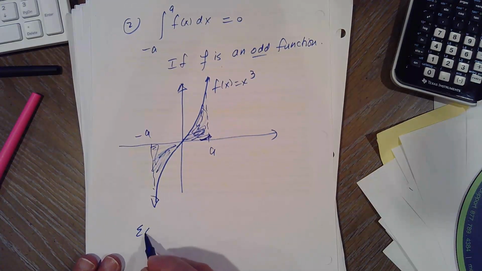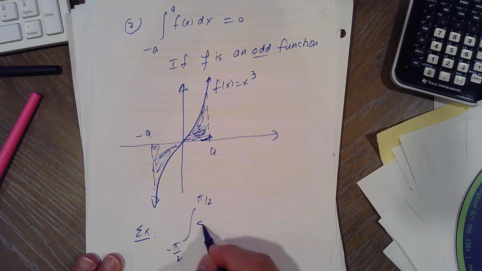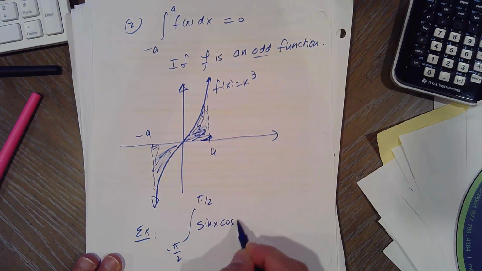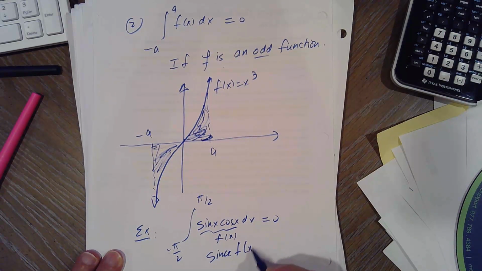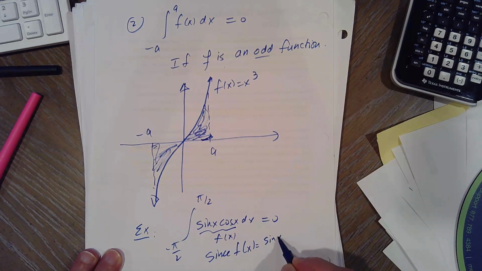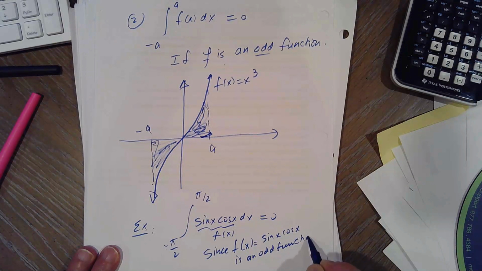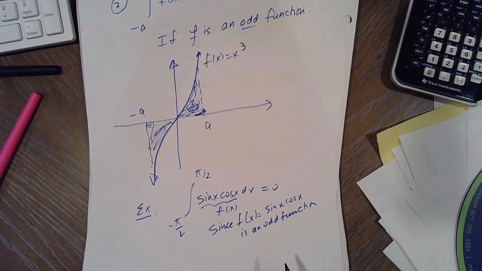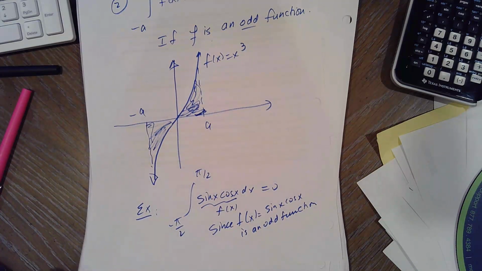So for example, the integral from negative pi over 2 to pi over 2 of sine x cosine x is 0, since f of x, which is sine x cosine x, is an odd function. It's symmetrical about the origin. And that's it for all of chapter 5. We're done with chapter 5. So let me stop there.